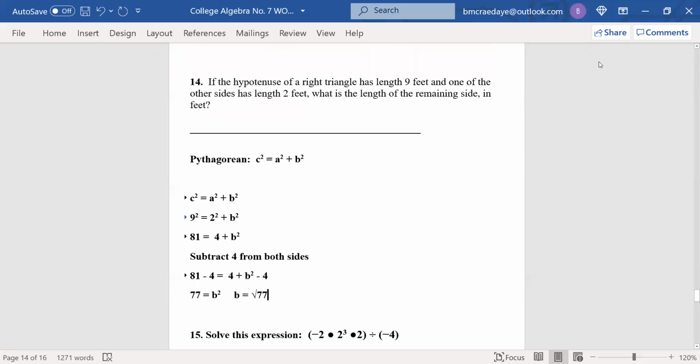What is the length of the remaining side in feet? So you could leave it as square root of 77. Okay. And that would be your answer. Yeah, I get that one right. Write the answer in radical form.